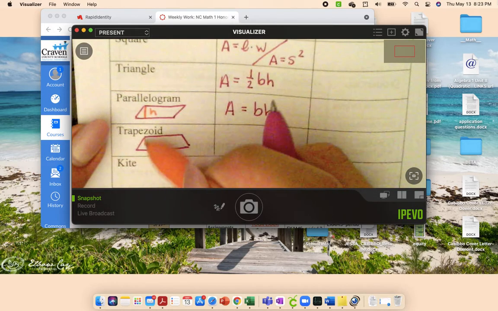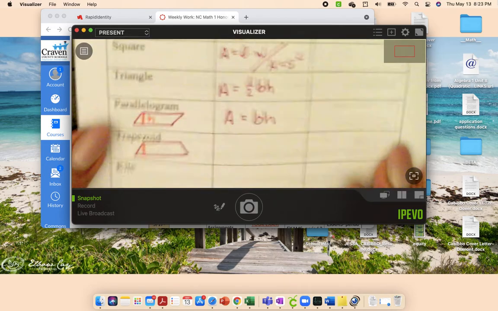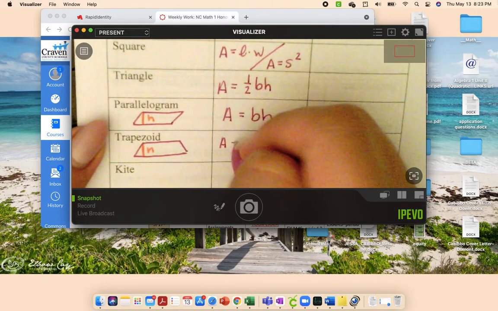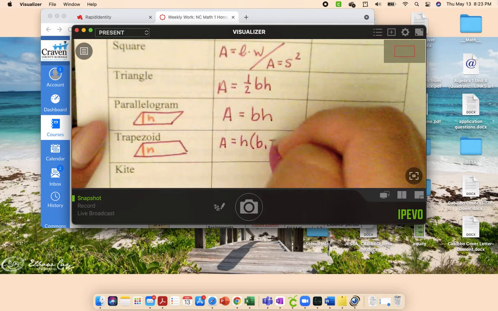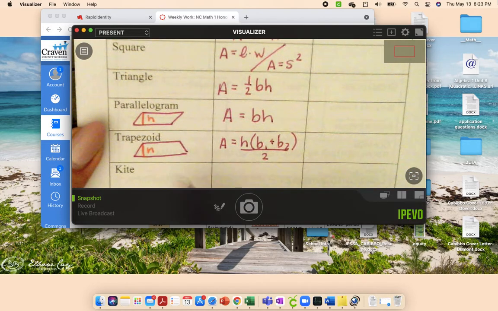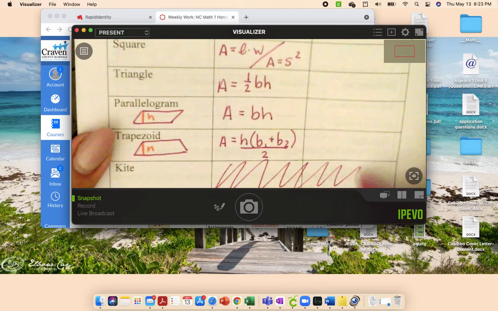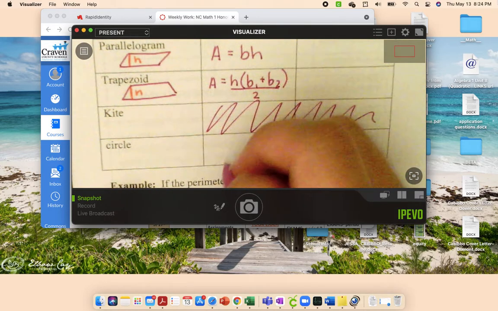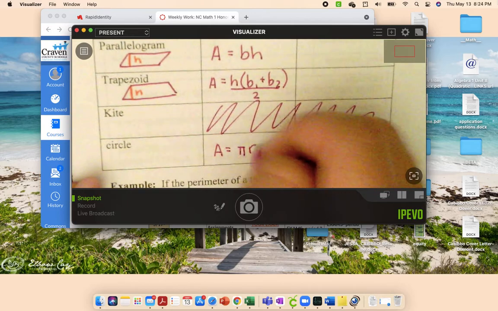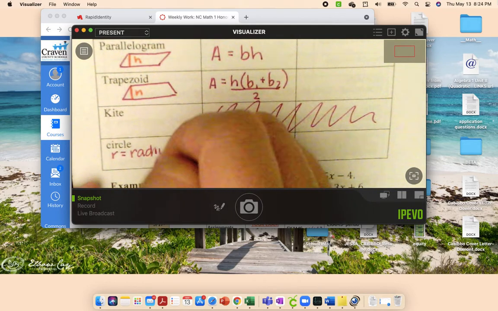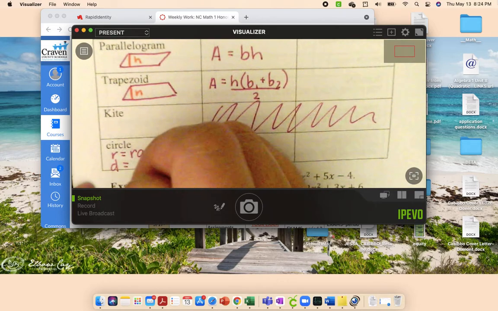Our trapezoid is probably, in my opinion, one of the harder equations. So again, I'm going to have my height that is perpendicular to my bases. And I have area equals height times base 1 plus base 2 divided by 2. Base 1 and base 2, since you've got a flat top and a flat bottom. I don't want you to worry about kite. And then circle, we're going to have area is equal to pi r squared. r is talking about radius. When we talk about it in a minute, d is going to be our diameter.